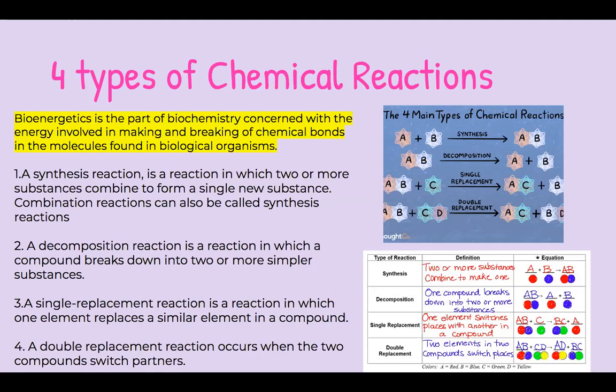So for single replacement, we start out with A, B, and C, and then we end up with B, C, and A because the element replaced the other element in the compound. So C and A switched places. Then we have A, B, and C, D, meaning that both of them just switched partners. So the element A joined the element D, while the element B joined the element C.